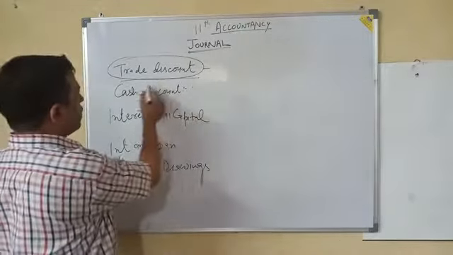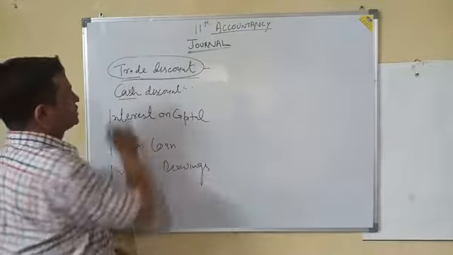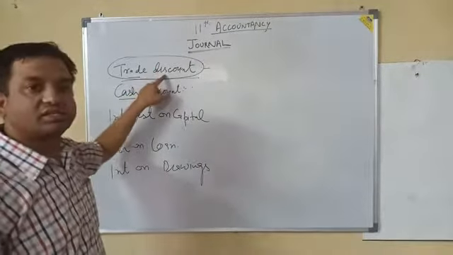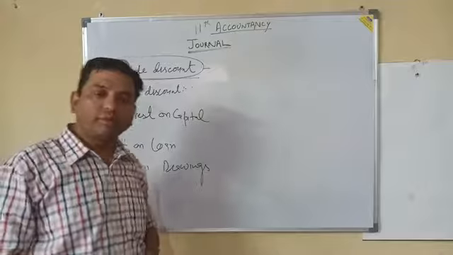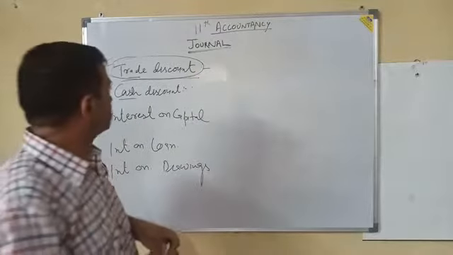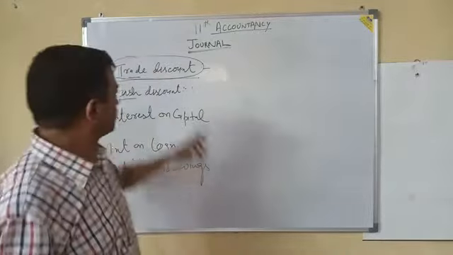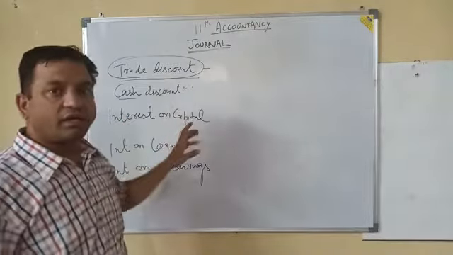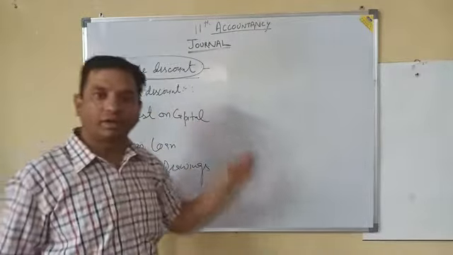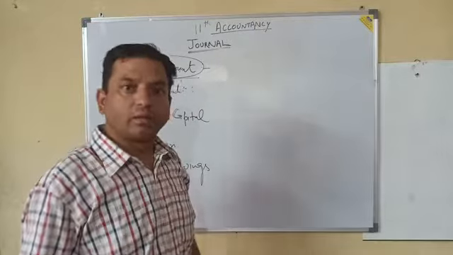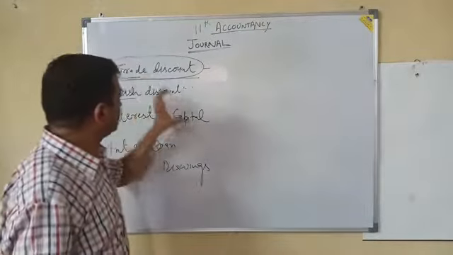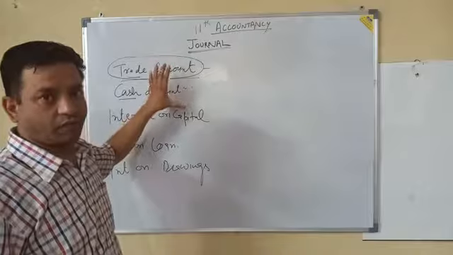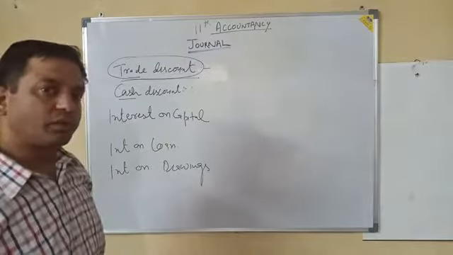In order to understand trade discount or cash discount, first of all let me tell you what discount is. Discount may be defined as a reduction or exemption, or a relaxation, in the price of a product which may be given by the seller to the buyer. In simple words, it is a concession given by the seller to the buyer.